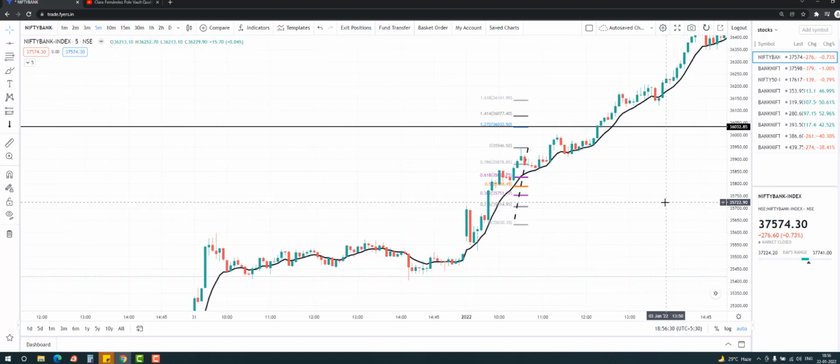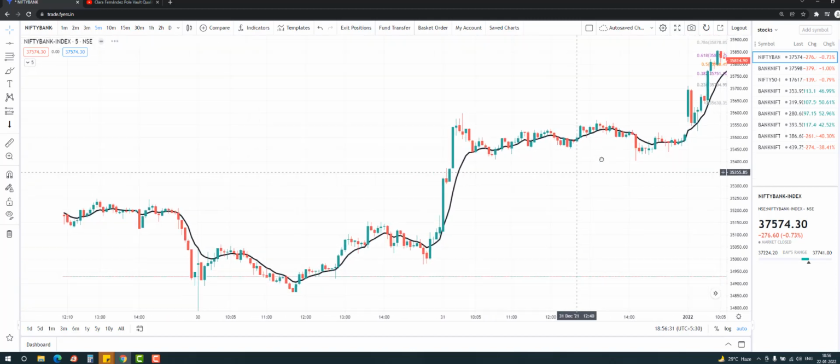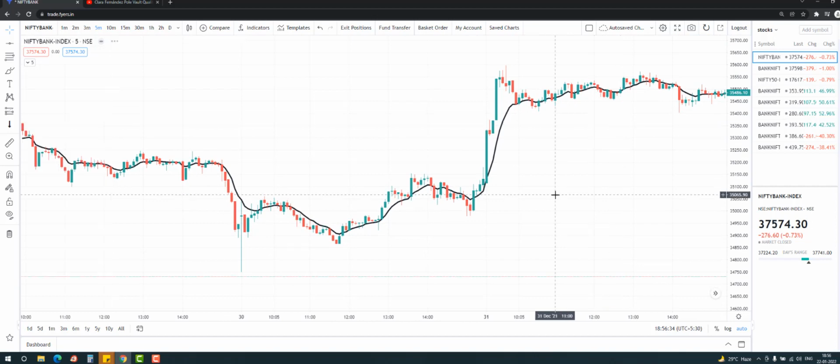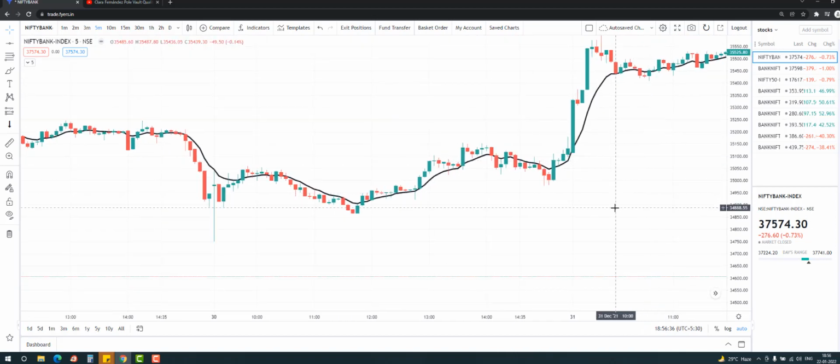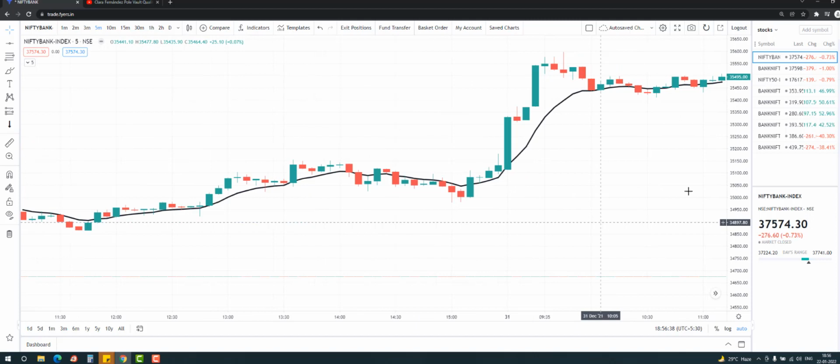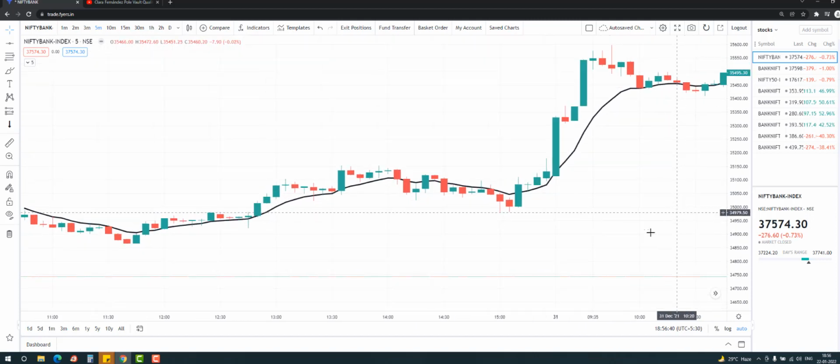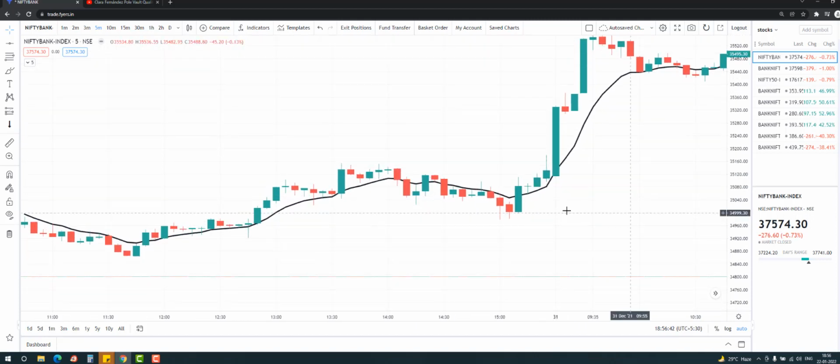You're not going to lose it. It will give you the money. Yeah, you just see this candle. You just see this candle, traders. Believe me, you just see this candle. I'm not joking. Just see this candle.